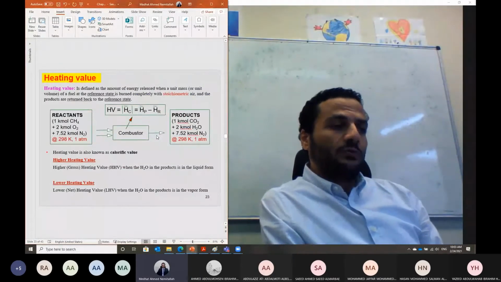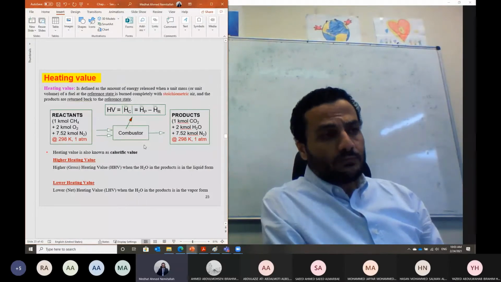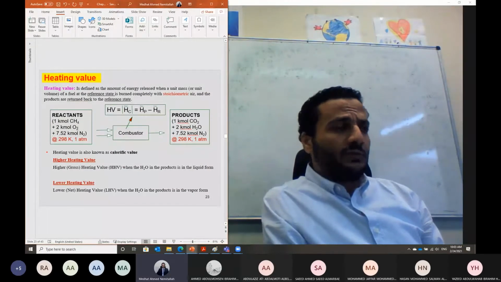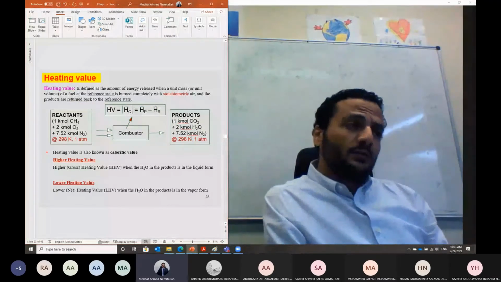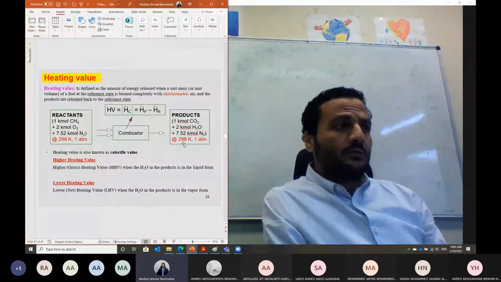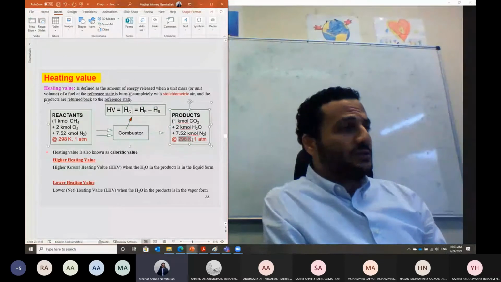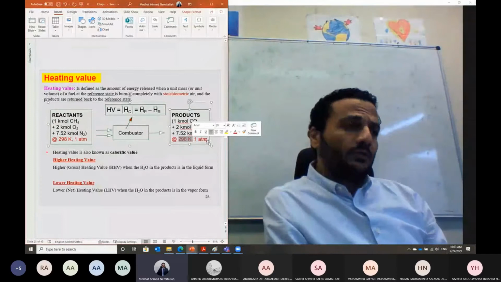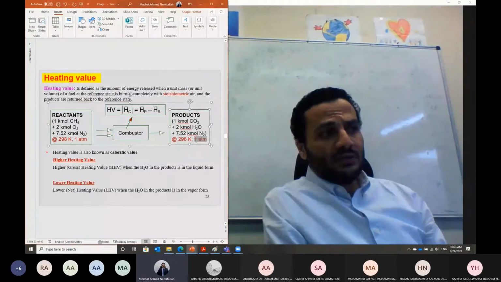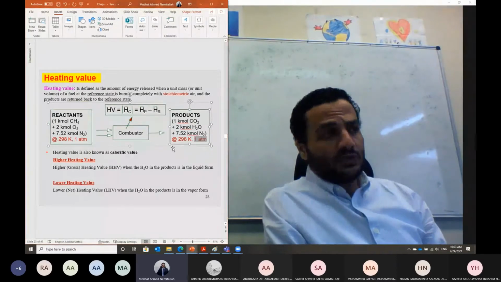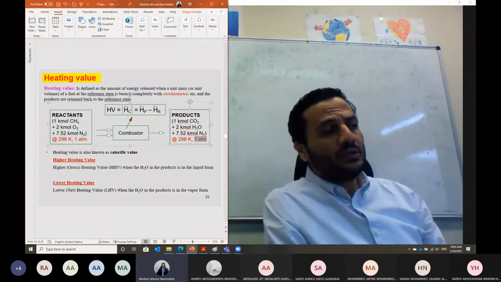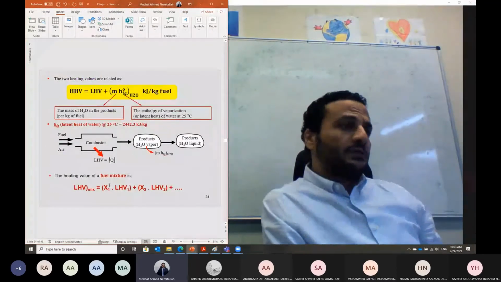Also, last time we talked about how to calculate the heating value. We said for any fuel, we burn it with stoichiometric air, lambda equal to 1. And then we cool down the combustion products until we get the same temperature, which is 25 degrees C, and this test is almost always done under atmospheric pressure. Then we measure the heat released from this combustion process. This heat represents the heating value.